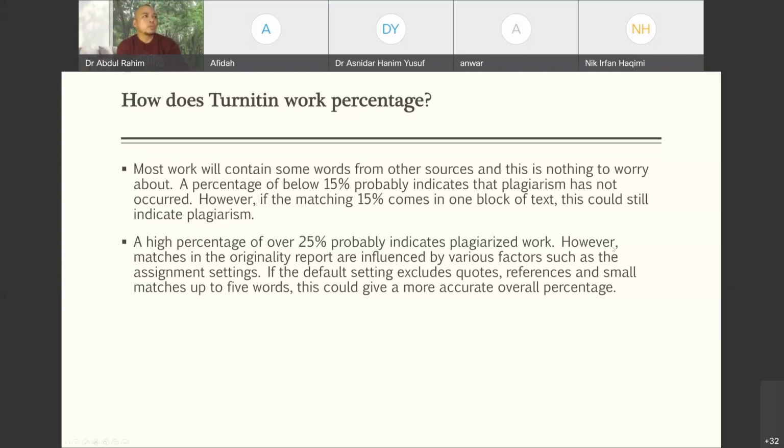Most work will contain some material from other sources, and this is nothing to worry about. A percentage below 50% probably indicates that plagiarism has not occurred. Below 50% is the standard for high quality journals, even for theses. Different universities have different levels. Like USM, if I'm not mistaken, 25% or 50%, I do not recall. Some universities require below 20%, so we have to follow the rules set by the universities. And if it is stated as 50%, it does not mean that we plagiarize.